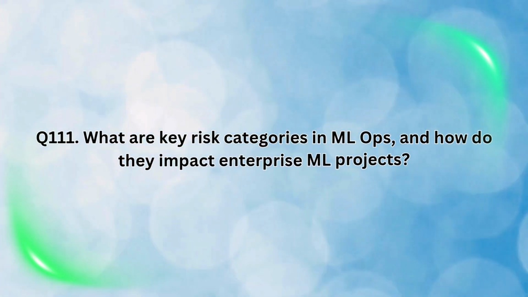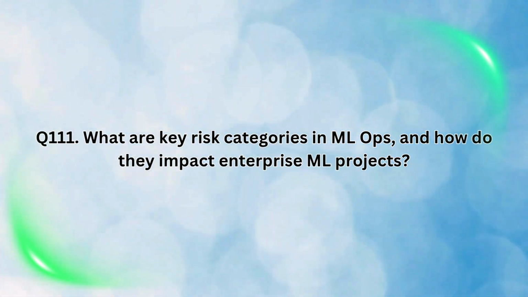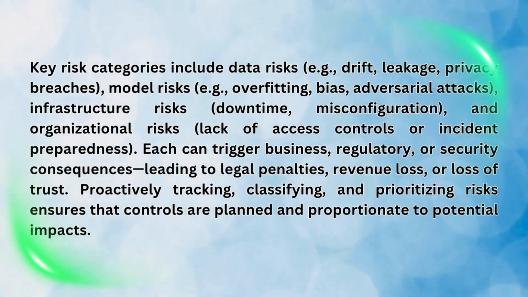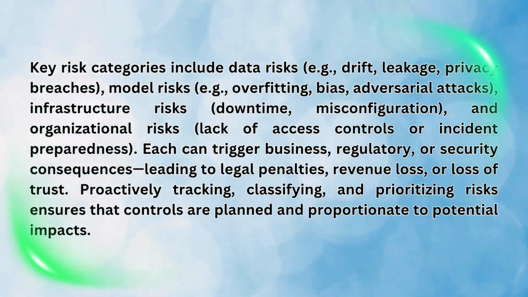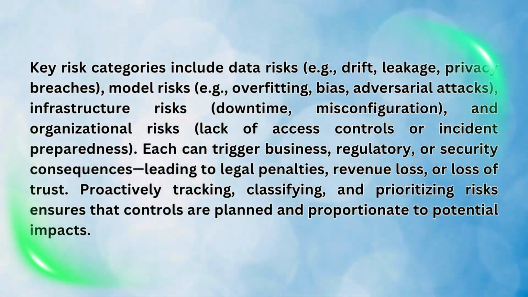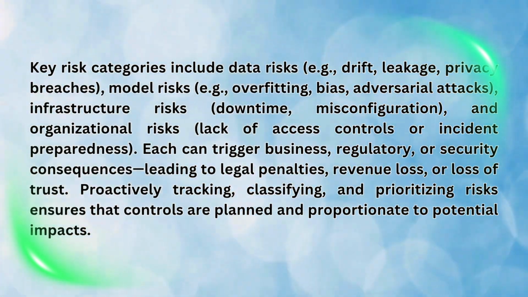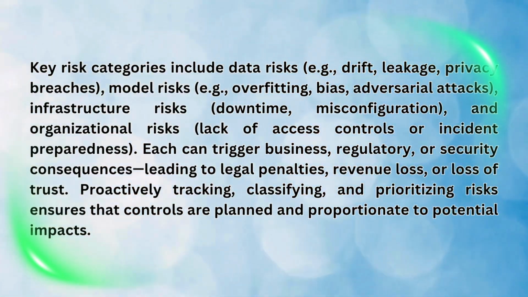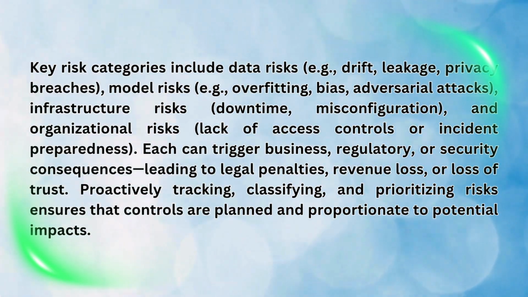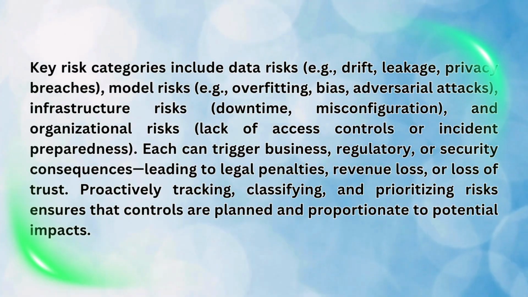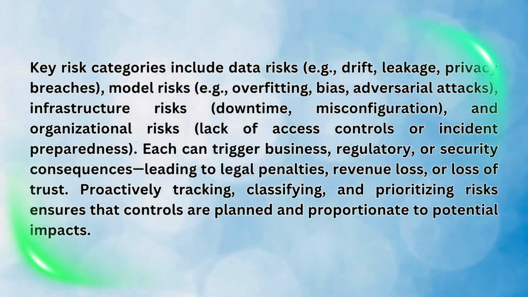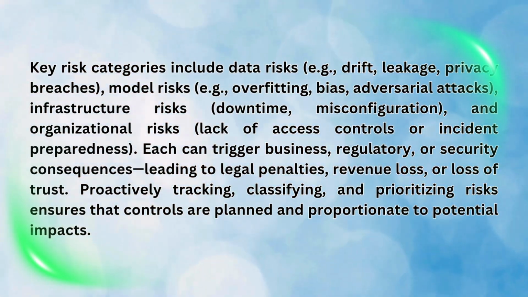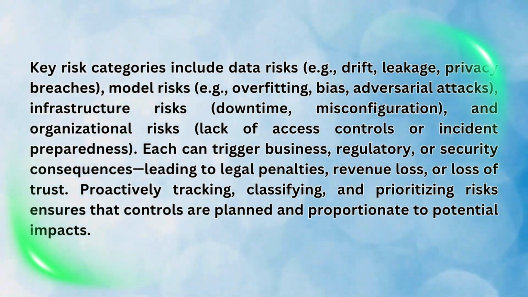What are key risk categories in MLOps, and how do they impact enterprise ML projects? Key risk categories include data risks, examples are drift, leakage, privacy breaches; model risks, examples are overfitting, bias, adversarial attacks; infrastructure risks, like downtime, misconfiguration; and organizational risks, examples are lack of access controls or incident preparedness. Each can trigger business, regulatory, or security consequences, leading to legal penalties, revenue loss, or loss of trust. Proactively tracking, classifying, and prioritizing risks ensures that controls are planned and proportionate to potential impacts.